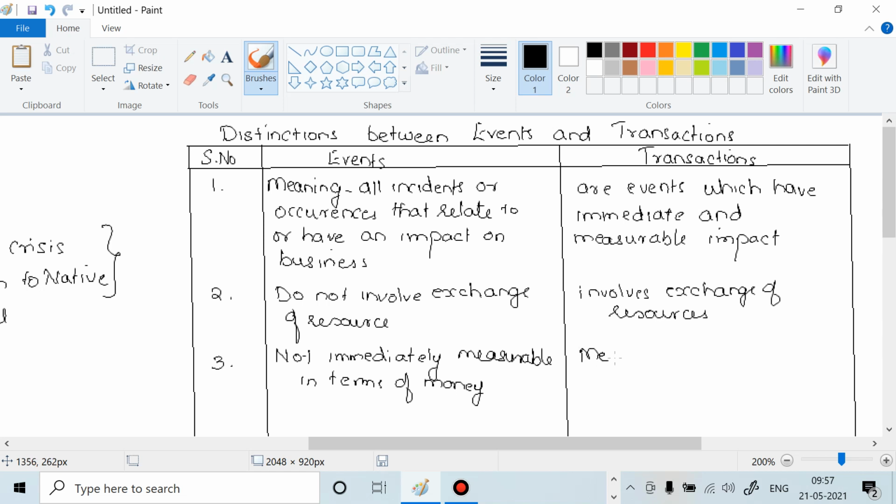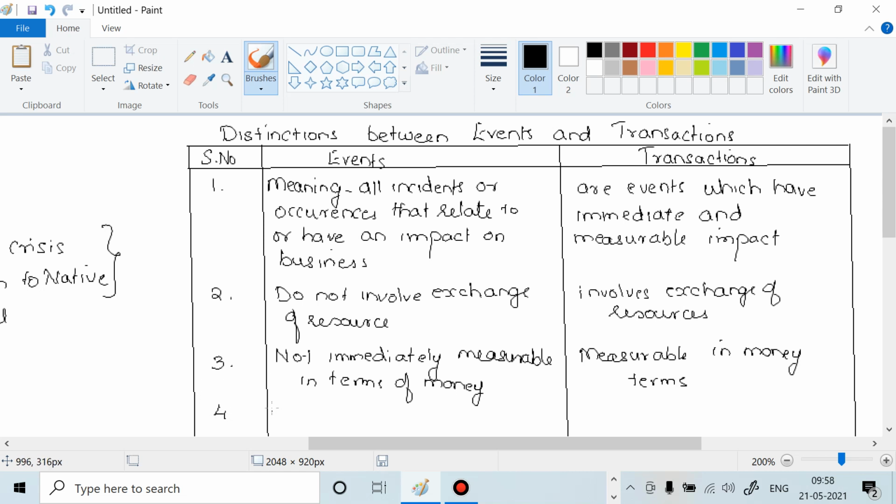But transactions are measurable in money terms. Like if you make a purchase, you know you have to pay exactly how much amount, 5 lakh rupees. If you hire that shop on rent, you know you have to pay 10,000 rupees per month. If you hire an employee, you know you have to pay salary, and in this case 10,000 per month. So it is totally measurable in money terms.